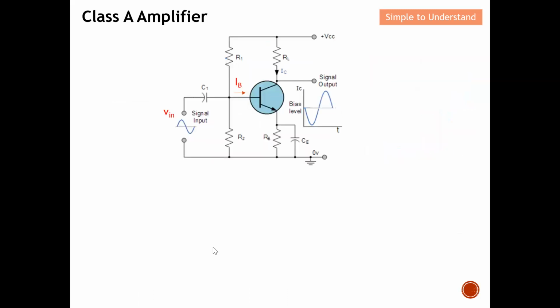Let me explain this in another form. This will be the input signal, and I'm going to explain how I get the output signal that looks like this. Firstly, let's consider the positive half cycle of the input. Let's consider this positive half cycle of the input signal here. Let's understand this part here.